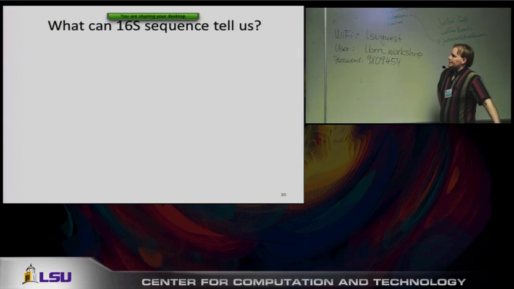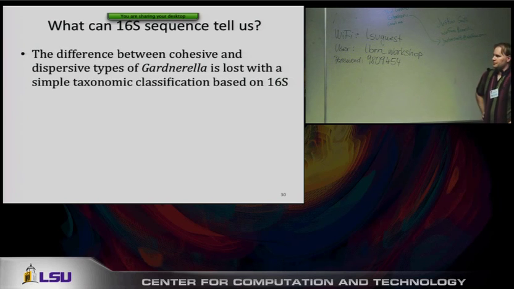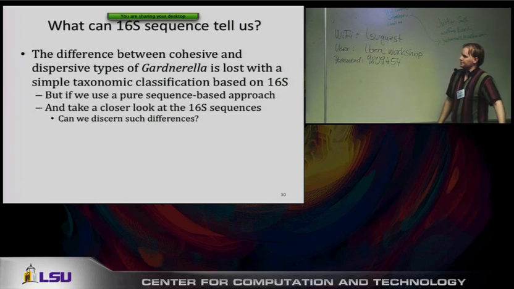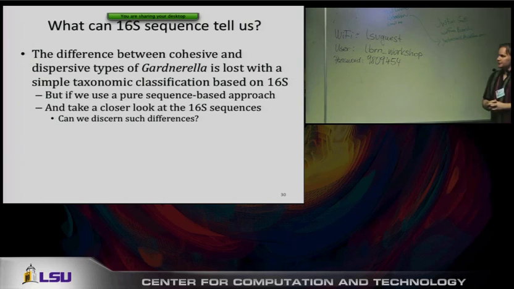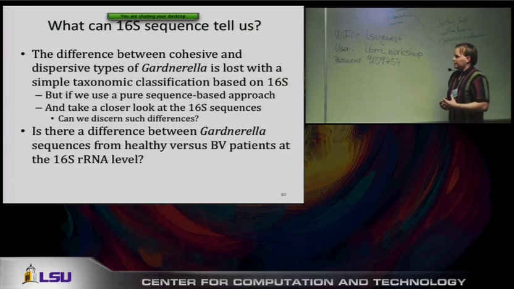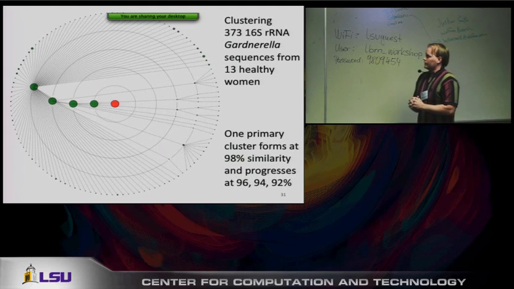So what can the 16S sequence tell us? Well, the difference between the cohesive and dispersive types of Gardnerella would be lost if we just go with simple taxonomic classification like we've been doing. It would just say these sequences are all Gardnerella, and you wouldn't see anything else. But if we use a pure sequence-based approach where we look more closely at the sequence, can we discern such differences? That is, is there a difference between the Gardnerella sequences from healthy patients versus BV patients, even at the 16S ribosomal RNA level?